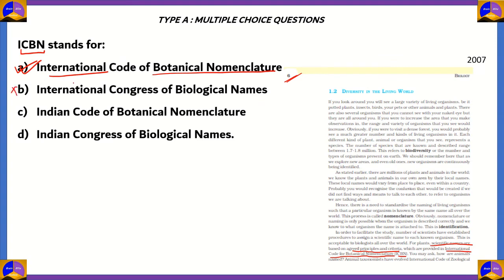It's the International Congress for Nomenclature that deals with both botanical as well as geological nomenclature, and scientific nomenclature happens internationally, so there is no particular code for India or for any other country. That means option C and D are incorrect.